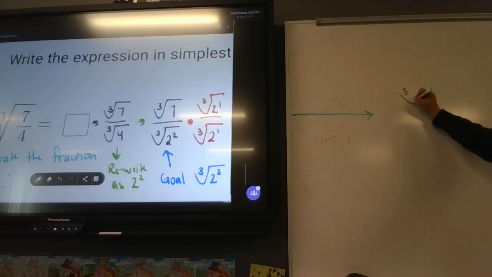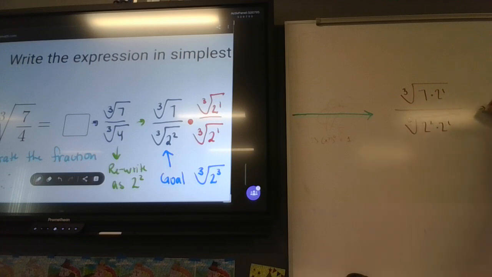So the top is now the cube root of 7 times 2 to the 1st. The bottom is the cube root of 2 squared times 2 to the 1st. That's the cube root of 14, and that's the cube root of 2 to the 3rd. So that's the cube root of 14 all over 2. And you might feel like, I really want to divide 14 by 2. But the 14's under a radical. That's not actually a 14. That's the cube root of 14, and that is a plain 2.